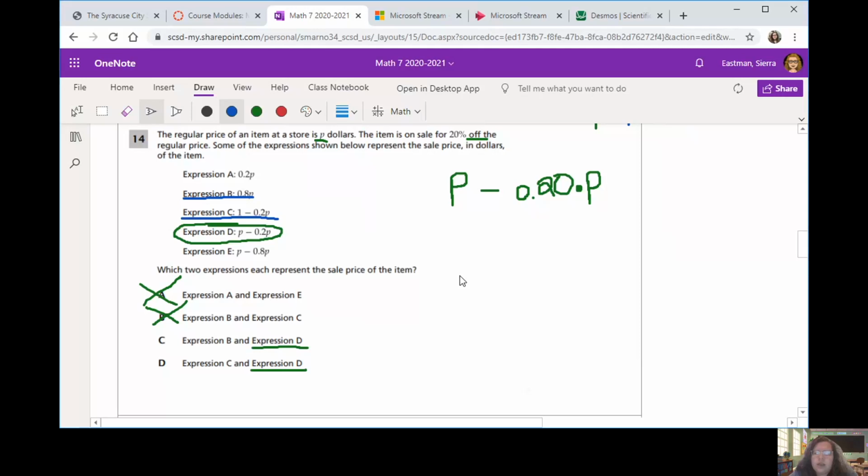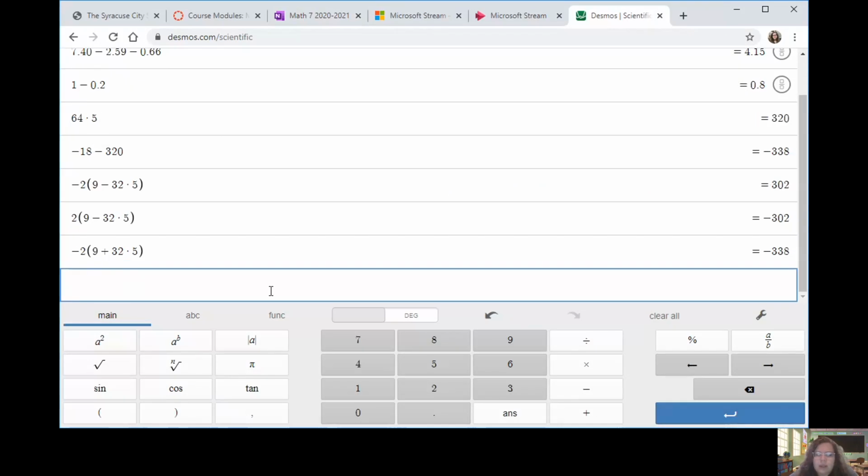If we use our calculator trick, we can take a guess, or we can choose a value for P. I'm going to choose maybe 10. 10's a pretty nice number. If I put 10 into the equation I already have, let's see what that's going to equal. We had a P, which we're saying is 10, minus our 20% as a decimal, times P again, which we're saying is 10, and that should give us the value 8.